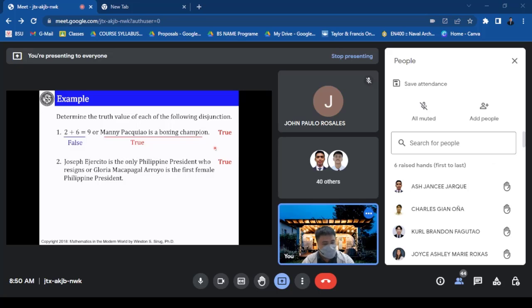true. Kasi si Joseph Ejercito Estrada, yung unang statement natin is true. Meanwhile, the second statement is false. So, sabi nga sa disjunction, kapag true ang isa, true ang ating compound statement. Okay? So, number 3.